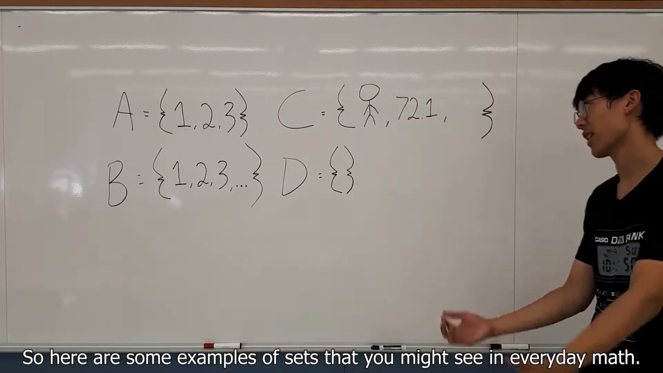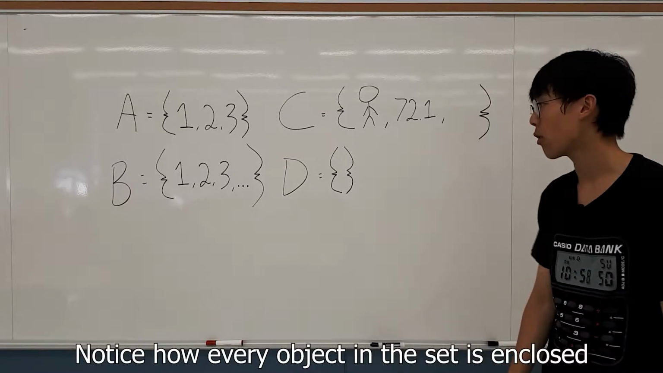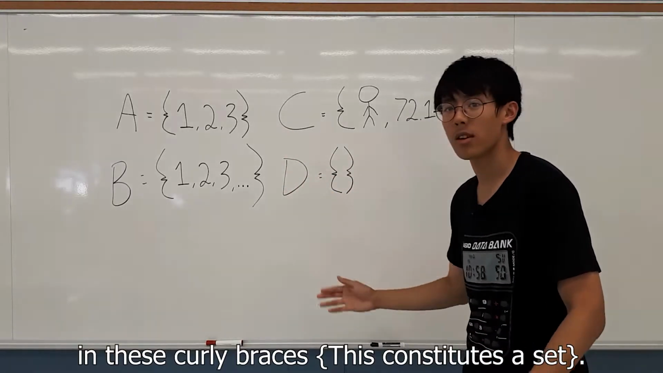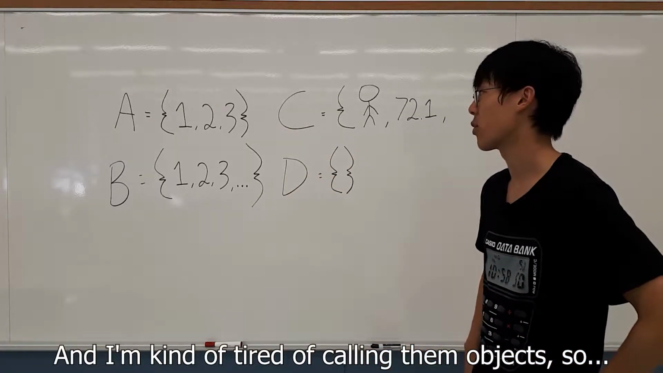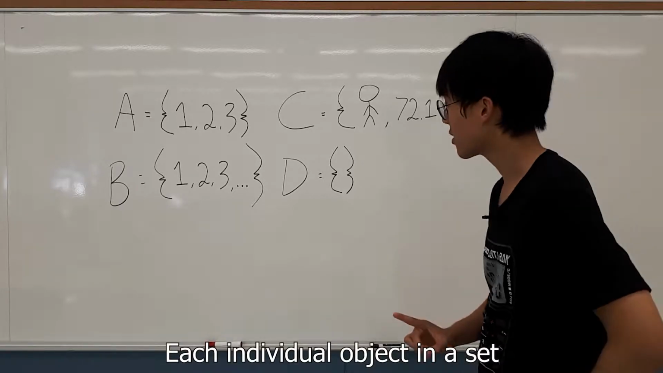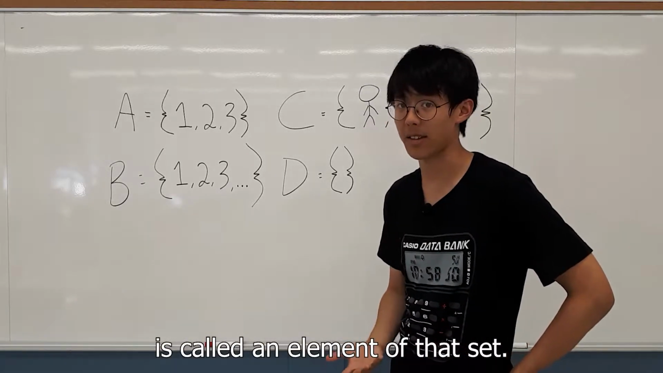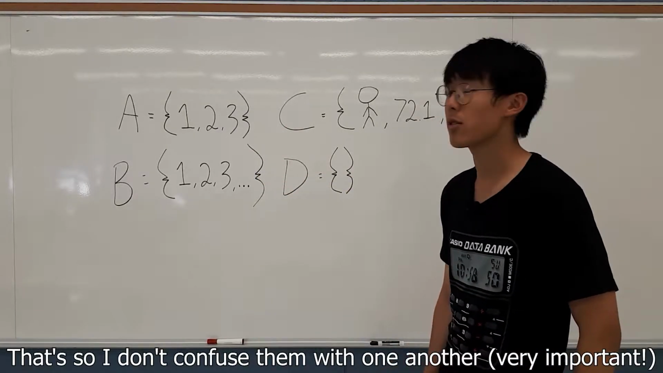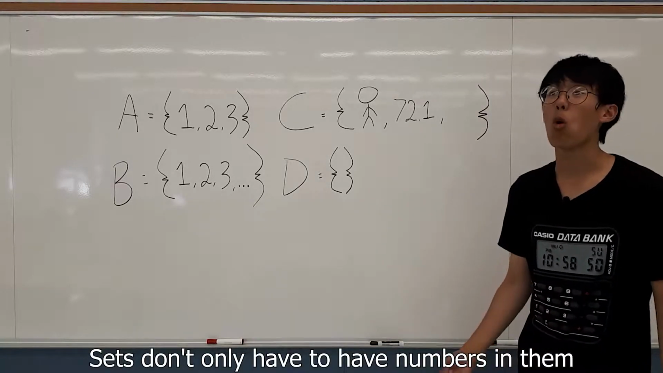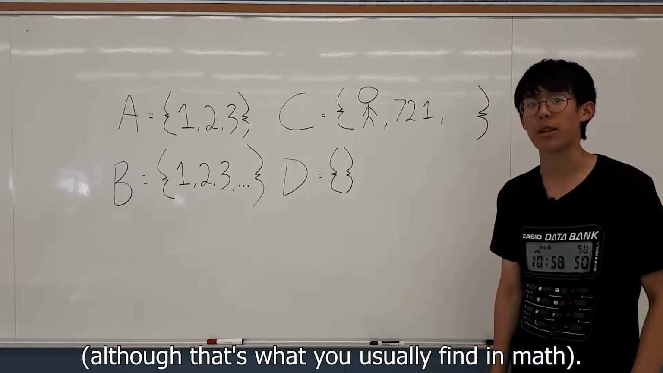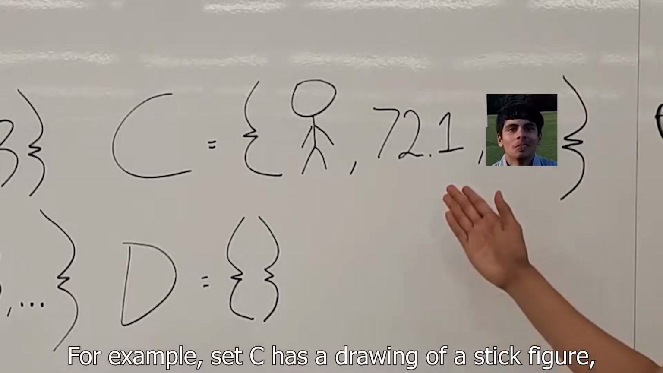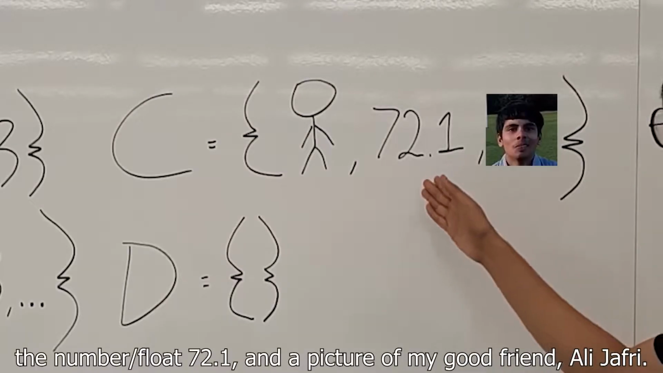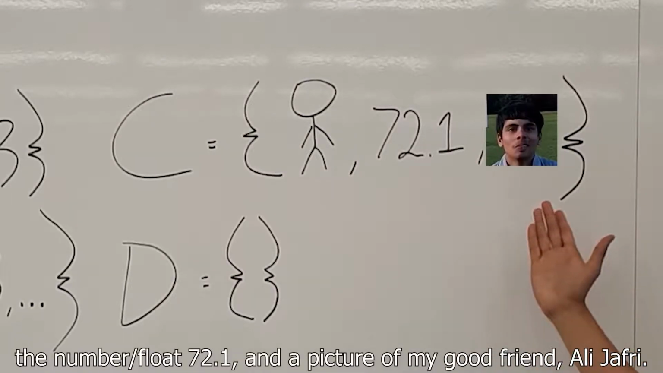So here are some examples of sets that you might see in everyday math. Notice how every object in the set is enclosed in these curly braces. And I'm kind of tired of calling them objects, so each individual object in a set is called an element of that set. Furthermore, note how I give names to these sets. That's just so I don't confuse them with one another. Sets don't only have to have numbers in them, although that's what you usually find in math. For example, set C here has a shape or a picture of a stick figure, the number 72.1, and a picture of my good friend Ali Jaffrey.